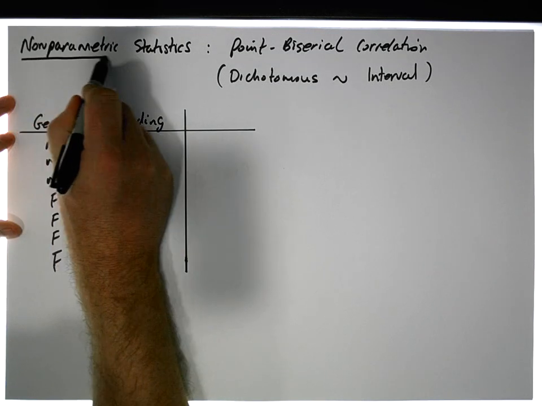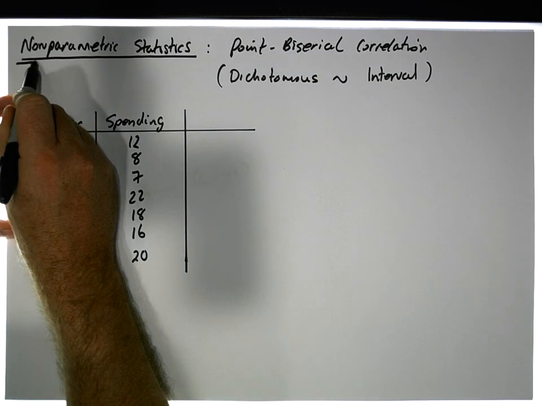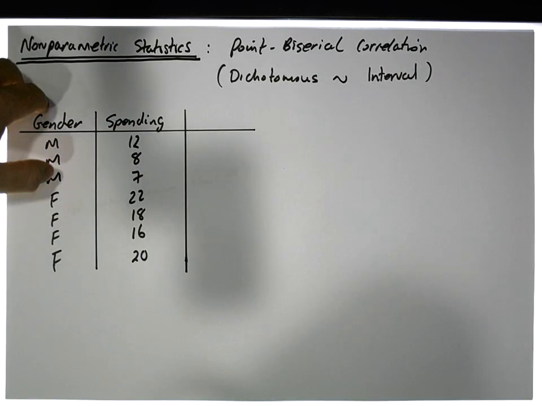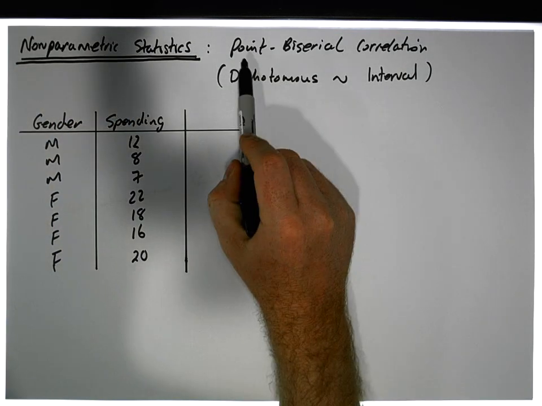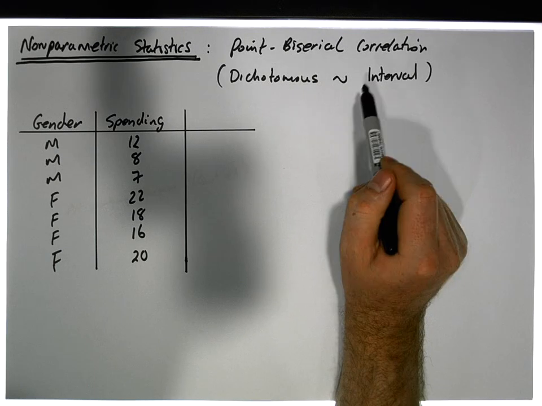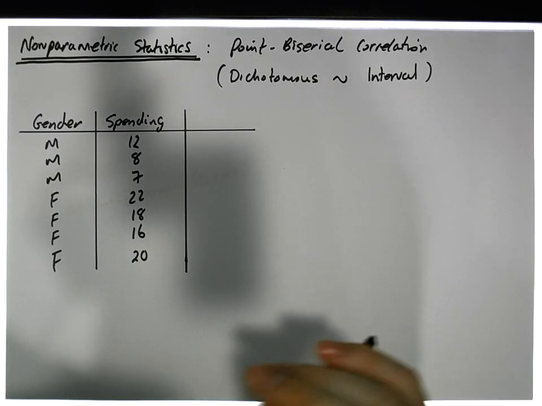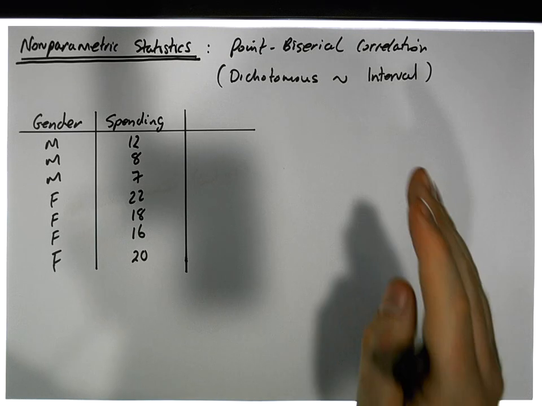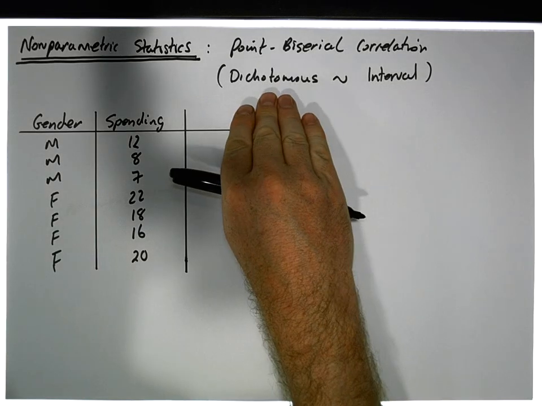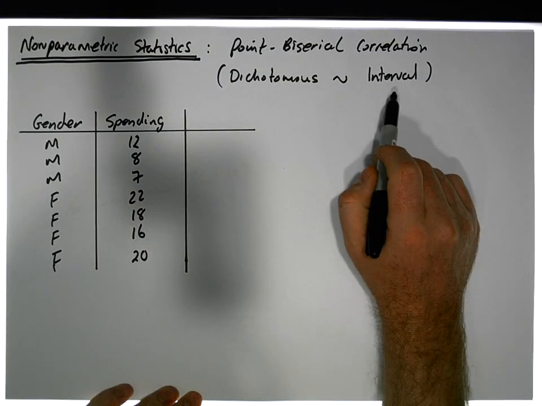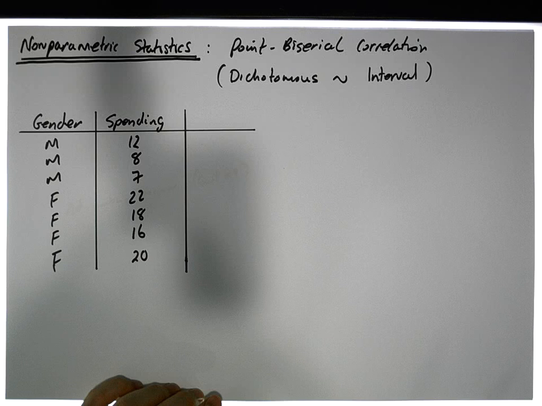In this short video, another in our series dealing with non-parametric statistics, and in particular correlation coefficients, we are going to concentrate on what's known as the point-biserial correlation, which is a technique for calculating the strength of association, or the correlation, between a dichotomous variable and a measurement variable that's measured on an interval or ratio scale.